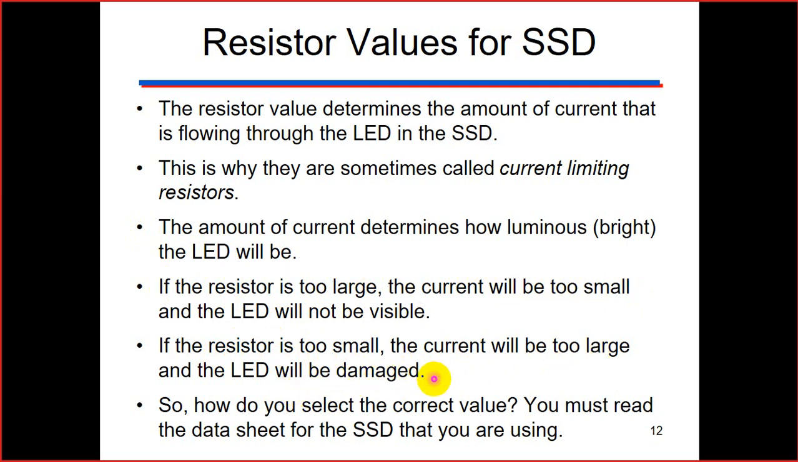So you must pick the right value so that you don't damage the LED. Also at the same time, the right brightness or luminosity should be achieved. So how do you select the current value? You must read the data sheet for the 7 segment display that you are using.